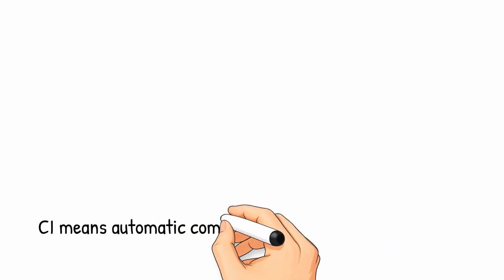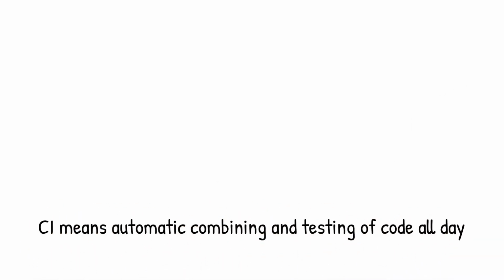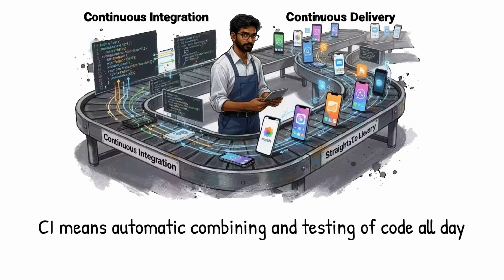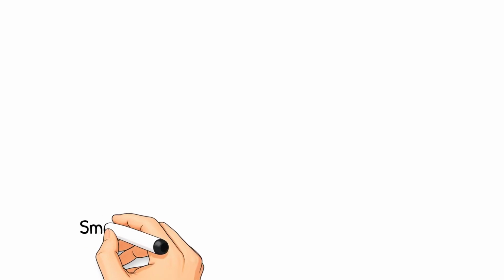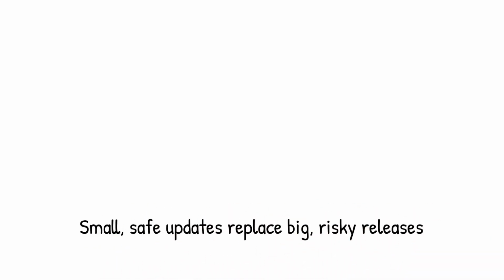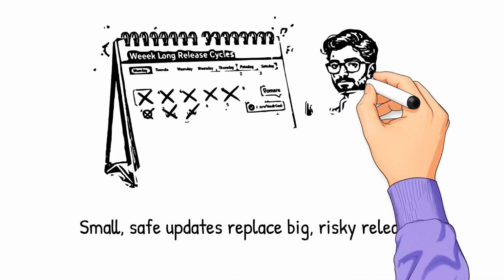CI, continuous integration, means new code is automatically combined and tested again and again all day long. CD, continuous delivery, means that tested code can be released to users quickly and safely. So instead of waiting weeks or months for a big, scary release, teams ship small, safe updates constantly.